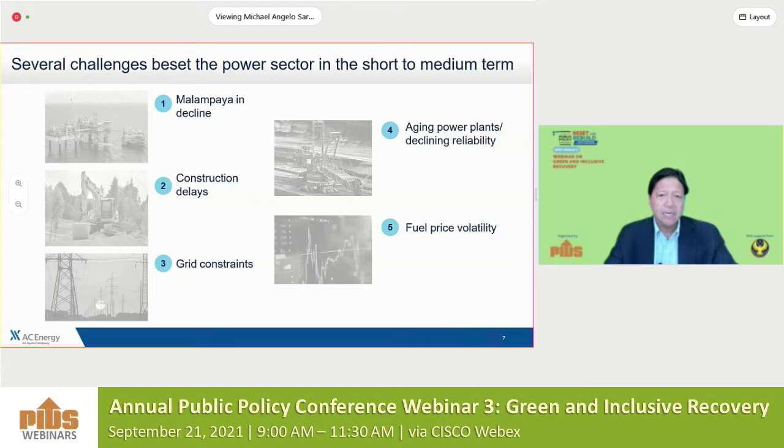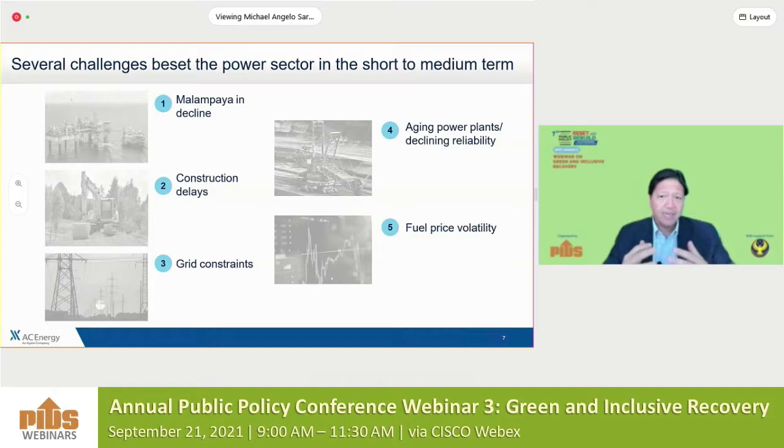And number three, it was mentioned earlier, the grid constraints, especially if we are going to inject more renewables, more variable electricity, we need to upgrade and strengthen the grid. And right of way has been a nagging issue over the last few years, slowing down the rollout of the national grid. Number four, the aging of power plants. We have a lot of power plants that were built in the 80s and 90s, and therefore the declining reliability, as I showed in the previous slides.